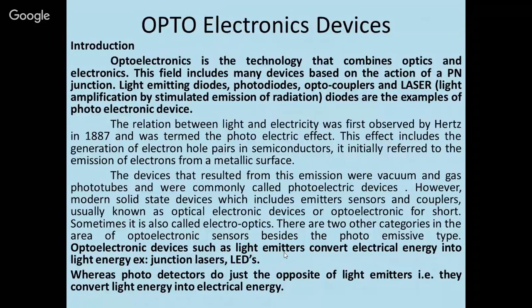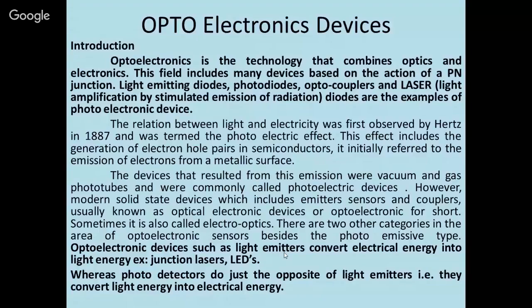The relation between light and electricity was first observed by Hertz. He is a scientist who observed it in 1887 and termed it the photoelectric effect. This effect includes the generation of electron-hole pairs. As you have seen in the second chapter on the PN diode, semiconductor material is very sensitive to temperature. As the temperature increases, electron-hole pairs are liberated. So this effect includes generation of electron-hole pairs in semiconductors.